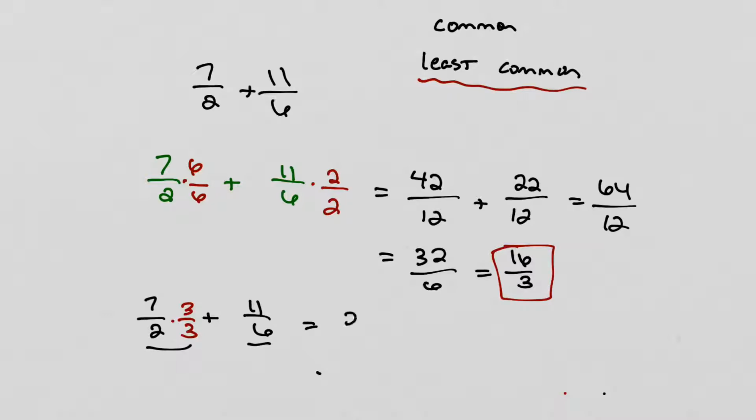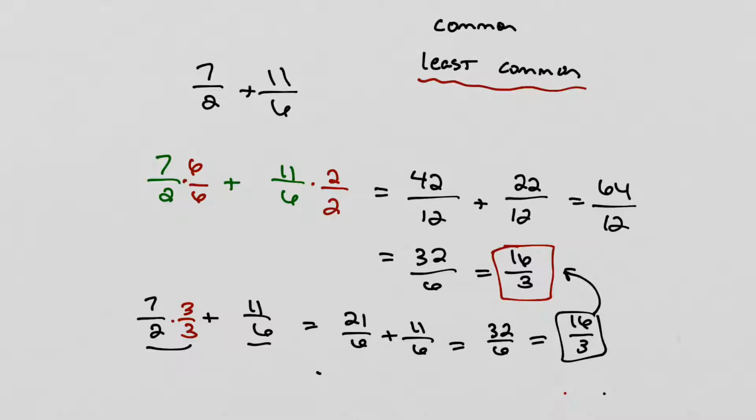So 7 times 3 is 21, plus 11 over 6 gives me 32 over 6. And if you divide the top and bottom by 2, you get 16 over 3. So it saved us a little bit of a step because we used our least common denominator. But you'll see we did get the exact same answer. So again, whichever way you want to do it is great.